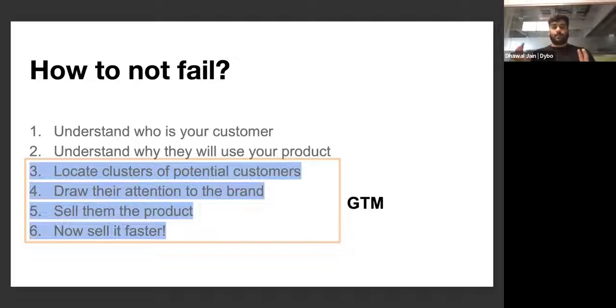And then the next step, following common sense, would be to locate a cluster of these potential customers who could use your product. Once you have located this cluster of potential customers, you draw their attention to the brand. You educate them about the brand. You spread awareness about the brand to them, and you tell them about your product. And then you sell them the product. And once you've done this, you just put it on hyper mode and sell your product faster, right? So 4 out of the 6 steps of making a business successful lie in the fact that they are a part of the GTM, right?